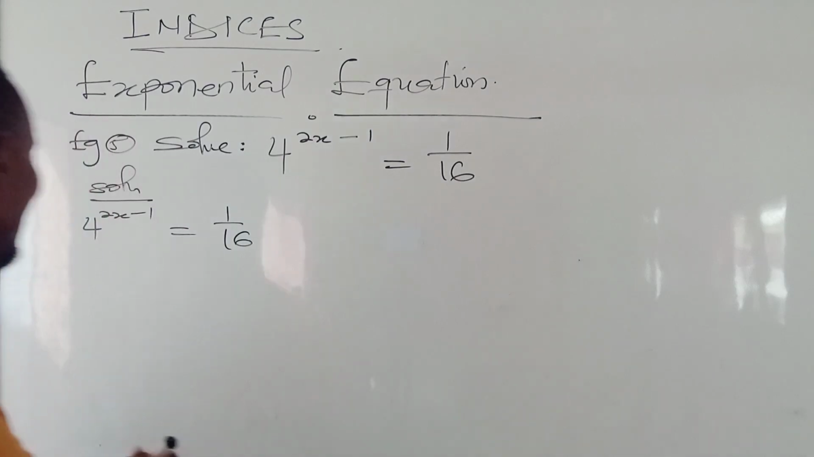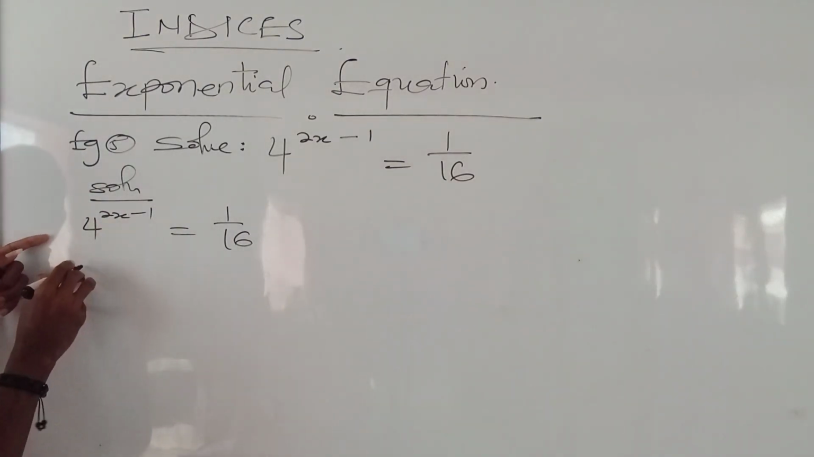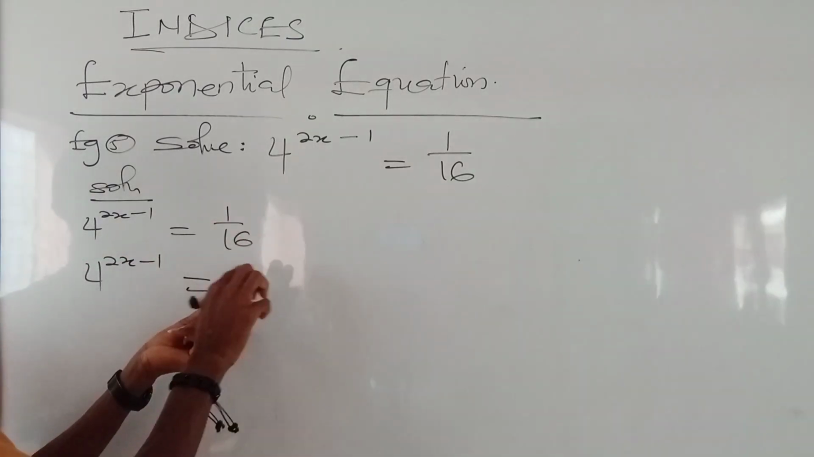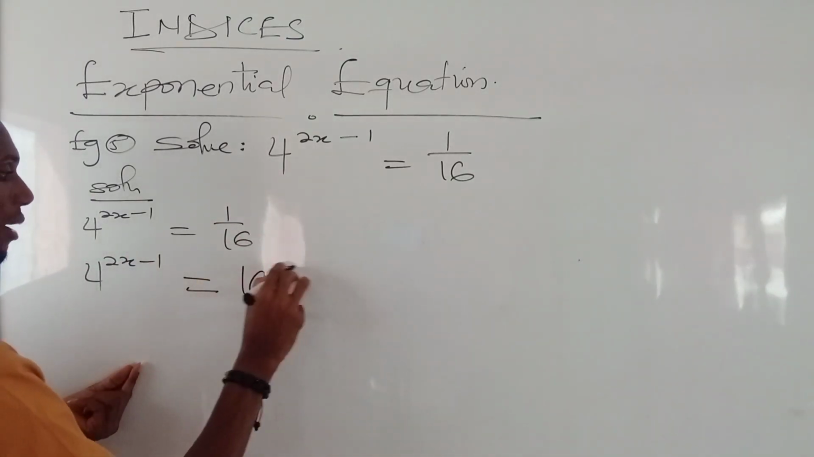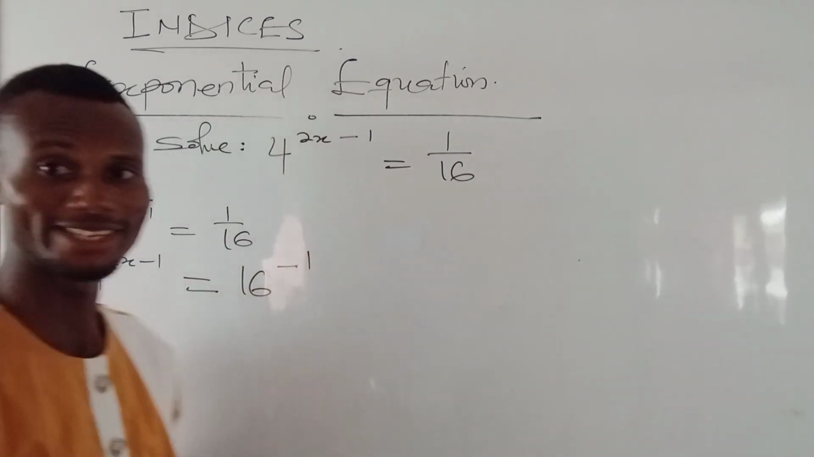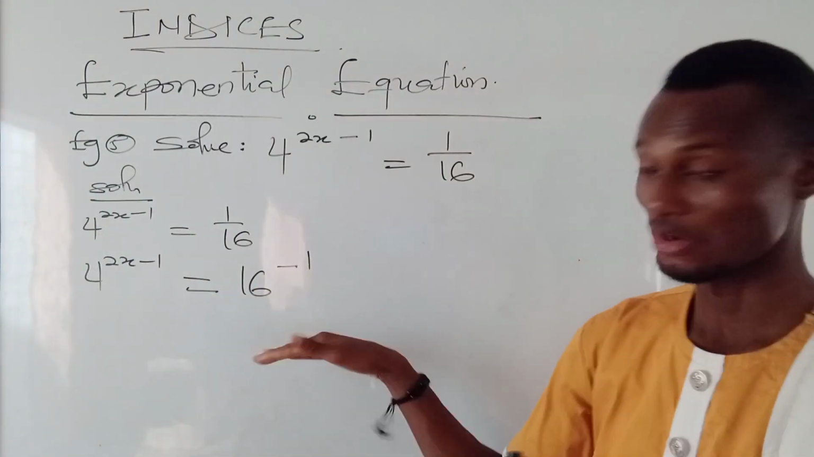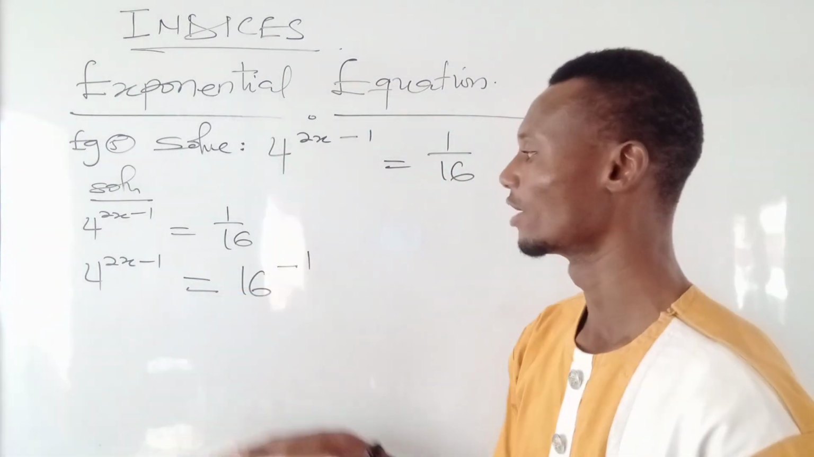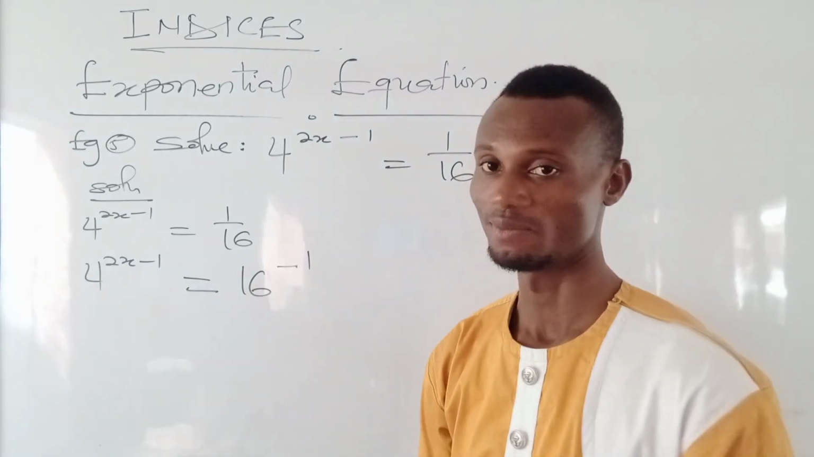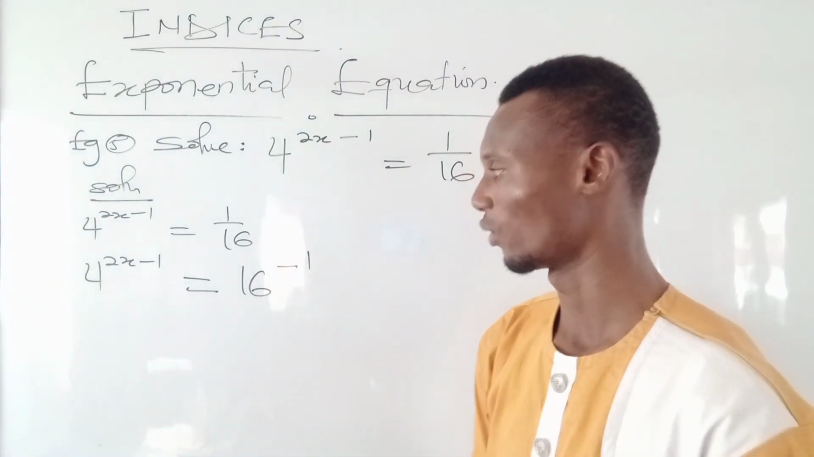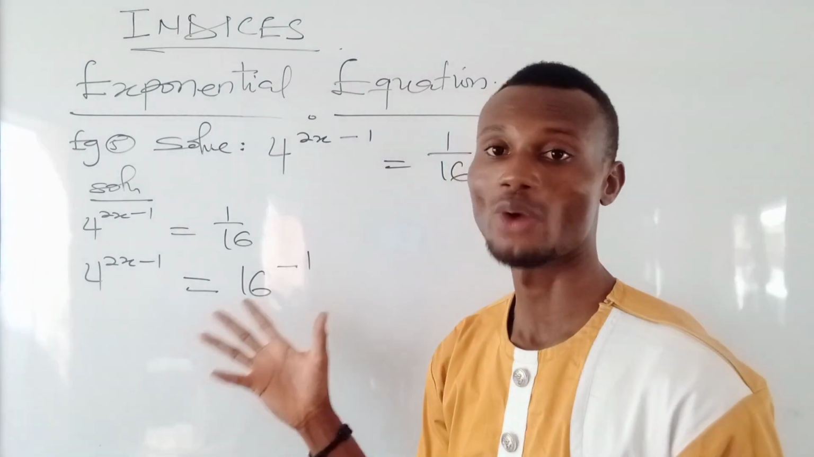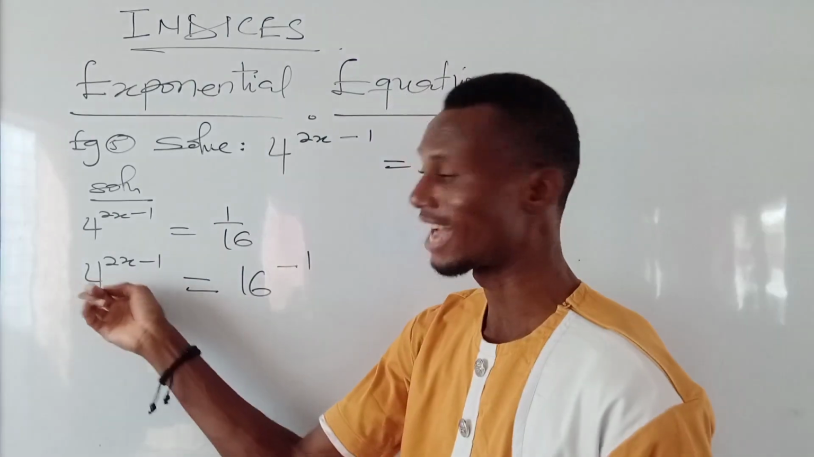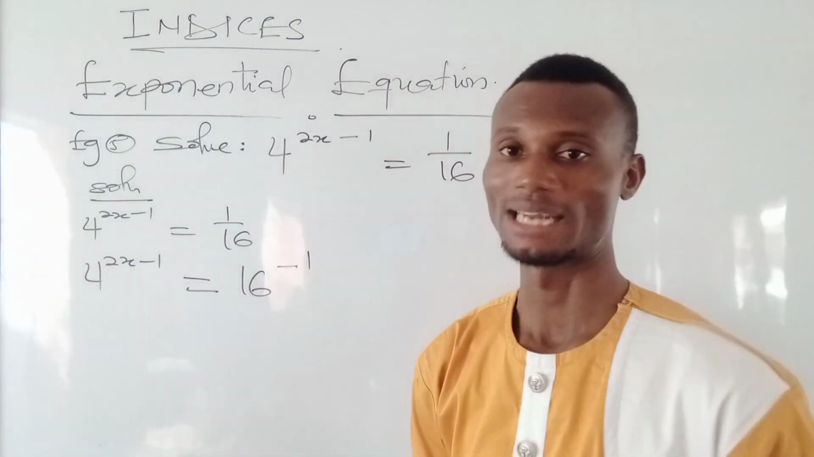So the first step is that, let me repeat what is here. So I have 4 to the power 2s minus 1 will be equal to 1 over 16. I can write it as 16 to the power negative 1. That's the first step. Please I hope you are with me, and you understand what I'm doing. So that's the first step. Now from here, we need to make sure that the bases are the same, then we can equate the powers. So this 16, I'm going to write it as 4 to the power something, because it needs to get the same base as this 4 before we can equate the powers.